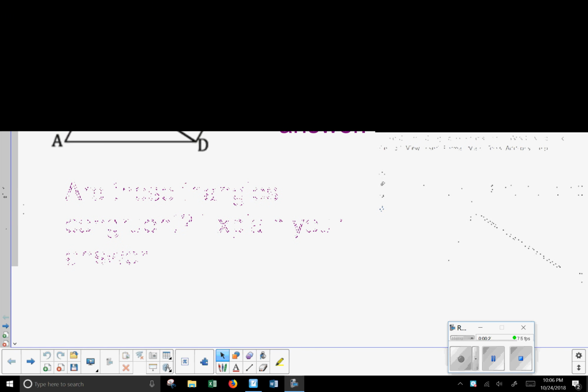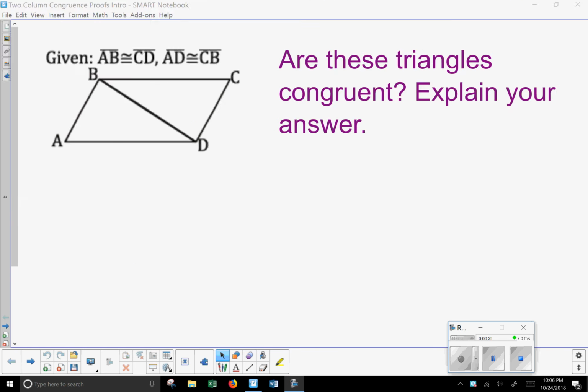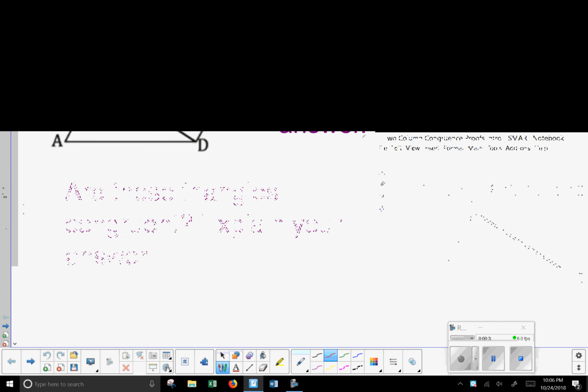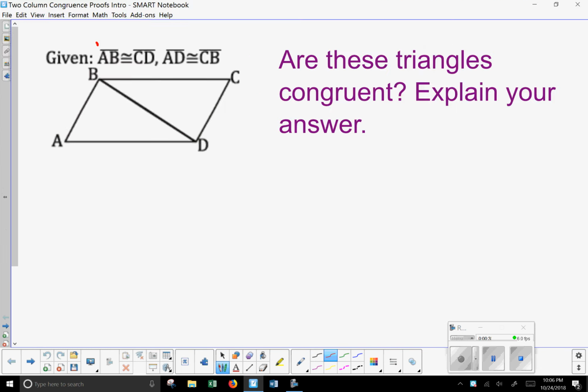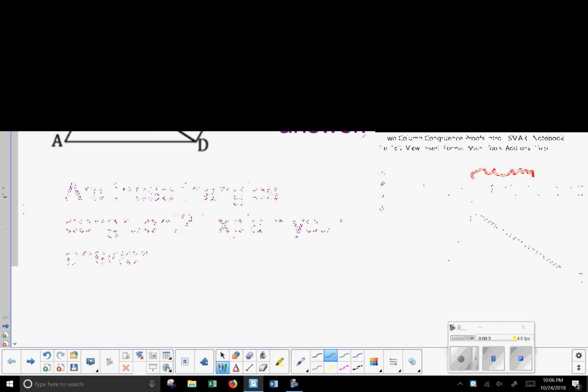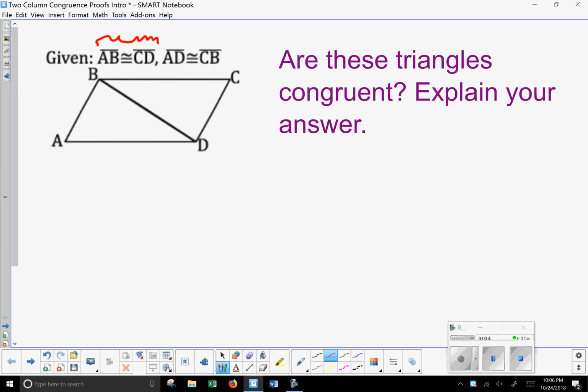Well, if I look at this problem, I am given a statement that segment AB is congruent to segment CD. How would I show that in the picture? Well, I would have to mark it. Segment AB congruent to segment CD. We show segment congruencies by using the hash marks. Okay, so I just marked that in the picture.